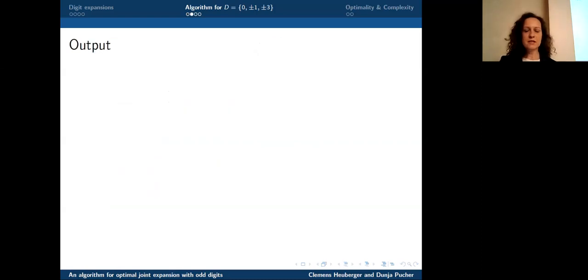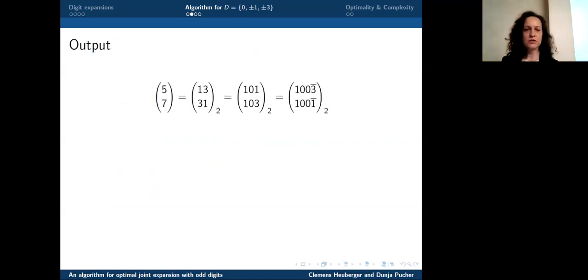So first, let us take a look at the output. If we consider integers 5 and 7, then with our given digit set, we can get 3 different expansions. And this 3 dash is minus 3 and 1 dash is minus 1. And all these expansions have minimal weight 2, because we always have 2 non-zero columns. And with a given digit set, we cannot make an expansion with weight 1. So this means that this is a minimal weight expansion.